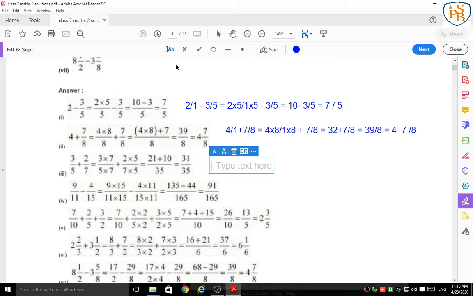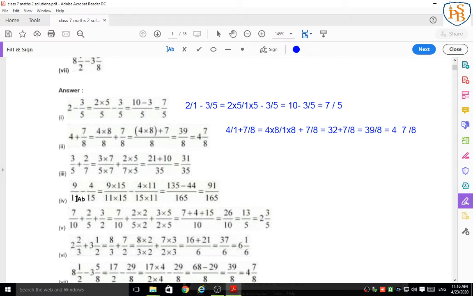So look at here carefully, 3 into 7 upon 5 into 7 plus 2 into 5 upon 7 into 5. So 7 3s are 21 and 5 2s are 10. So 21 plus 10 upon 35. So the answer will be 31 upon 35.